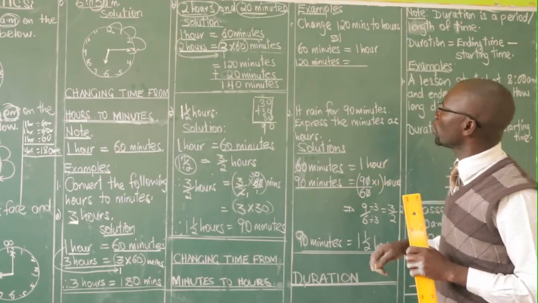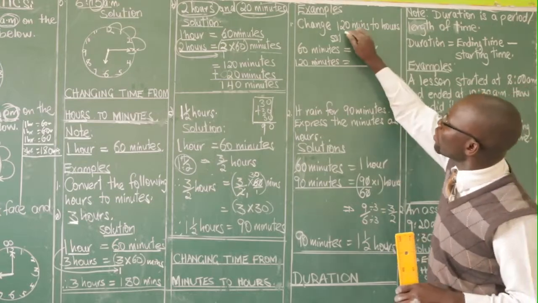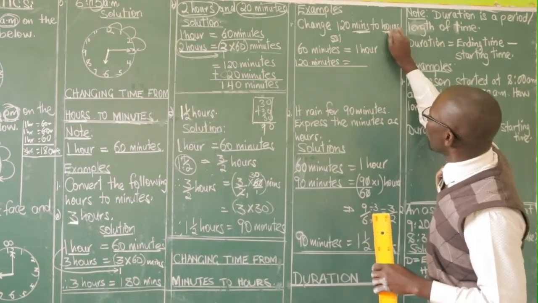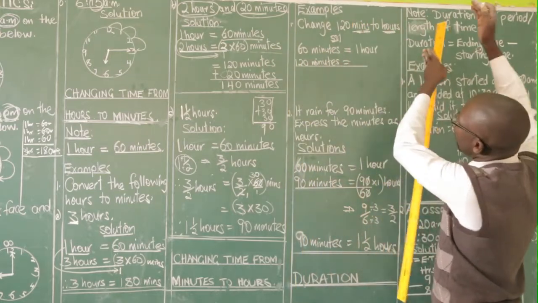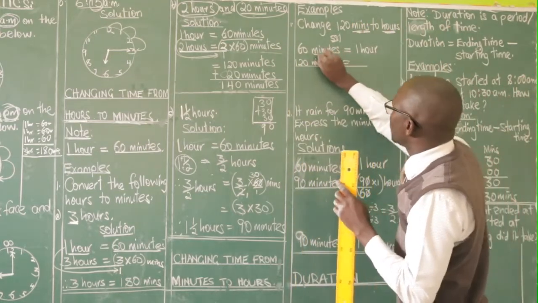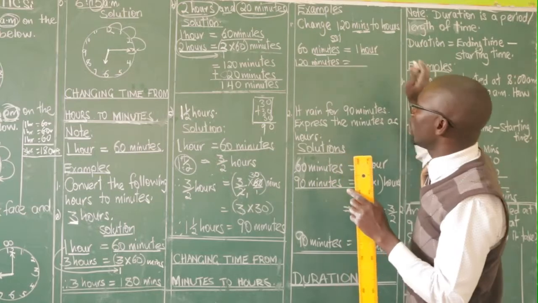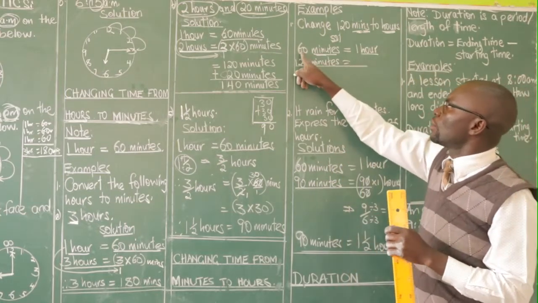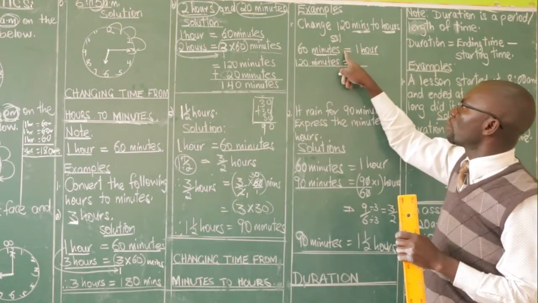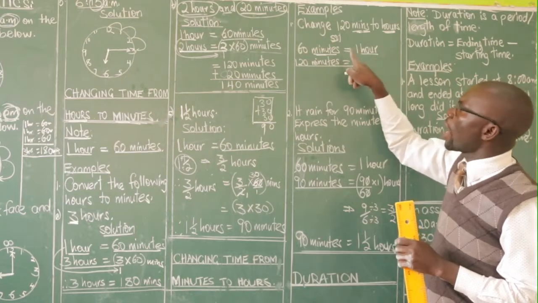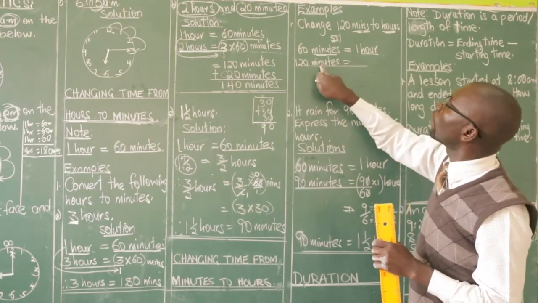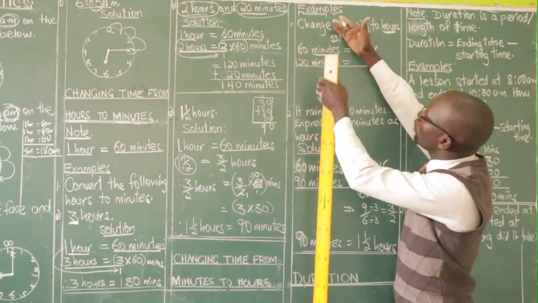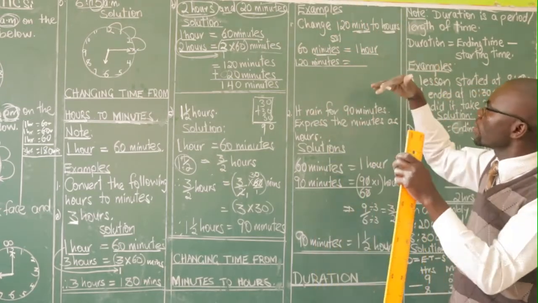We have our solution. This time, because we are changing minutes to hours, we shall put minutes on our left and then hours on our right. Just like you have put it here. Minutes and then this side hours. So we shall say 60 minutes are equal to 1 hour. How about 120 minutes? You can't put here hours, then here minutes. No. We have to make sure that they are on the same side.